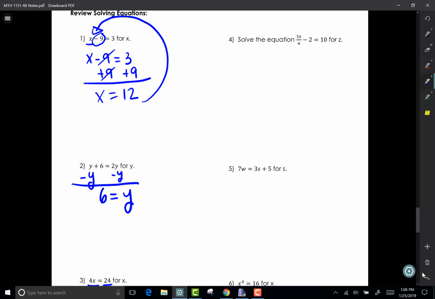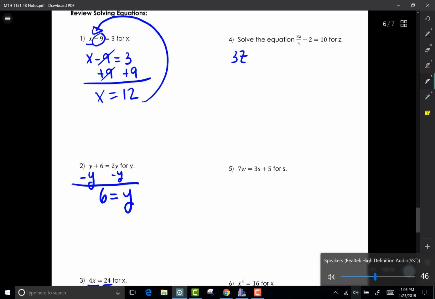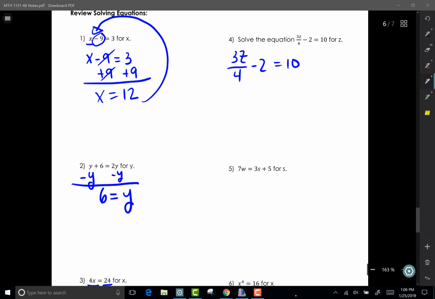Okay. In example 4, it's a little bit harder. I have 3z over 4 minus 2 is equal to 10. I want to add 2 to both sides. And I get 3z over 4. The negative 2 and the 2 disappear. They add up to 0, and I don't need to write 0 in there. And then on the right-hand side, I have 10 plus 2, which gives me 12.